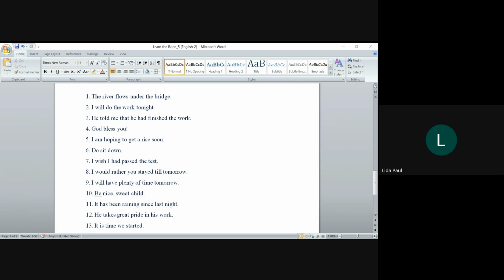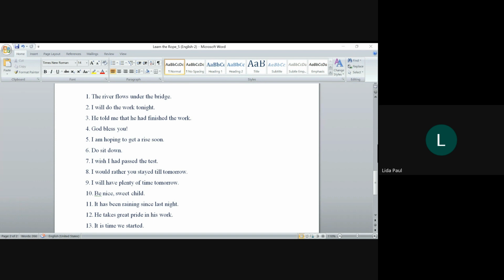Okay. Sixth one is: Do sit down. Imperative, right? Imperative. Seventh one: I wish I had passed the test. Subjunctive. I wish I had passed the test. Subjunctive.